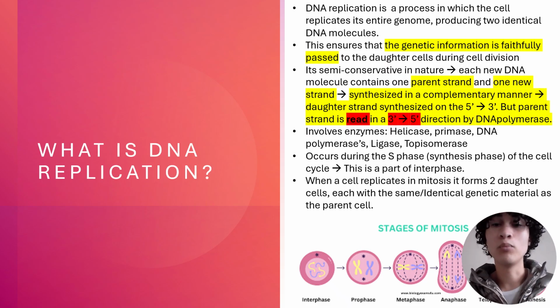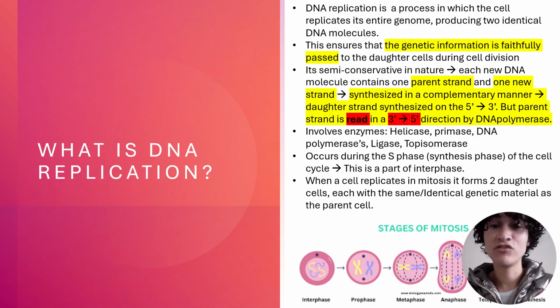Now, why does DNA replication occur? DNA replication occurs before mitosis happens. And as you know, mitosis is a process in which a cell will divide and form two genetically identical daughter cells. Again, that speaks to the integrity of DNA replication. It ensures that the genetic information being passed down is faithful to that of the parent cell. Those daughter cells possess the same genetic sequence as the parent cells.